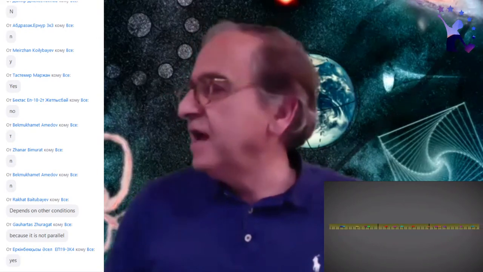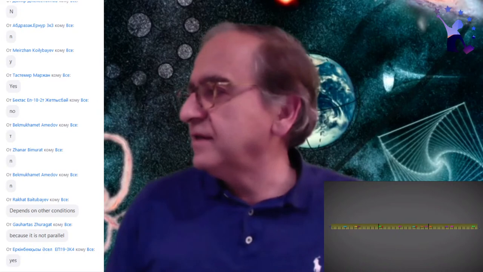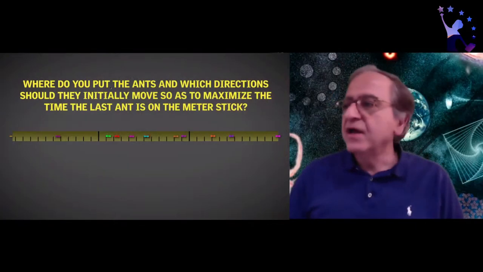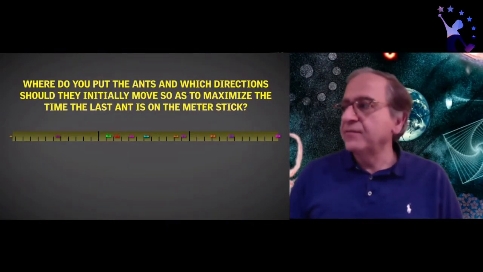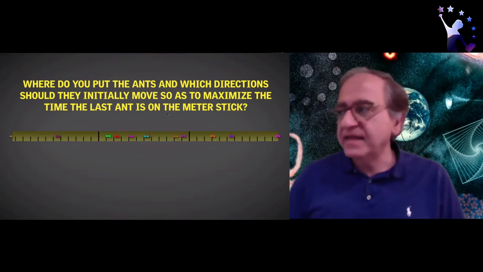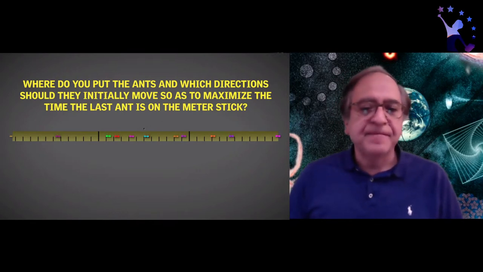So you have these ants colliding, and then they reverse directions. And when they get to the right side, the left side, et cetera, they fall off. And here they're colliding. So then the question is, where do you put the ants and which directions should they initially move so as to maximize the time the last ant is on the meter stick?